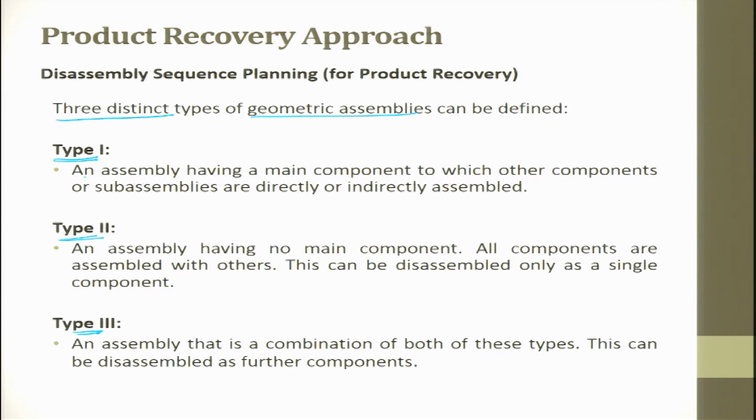For type 1, let us take the example of a car: an assembly having a main component to which other components or sub-assemblies are directly or indirectly assembled, for example, the engine. For type 2, an assembly having no main component, where all components are assembled with others and can be disassembled only as a single component, for example, a tire and a rim. When you have a mixture of both, it is type 3.